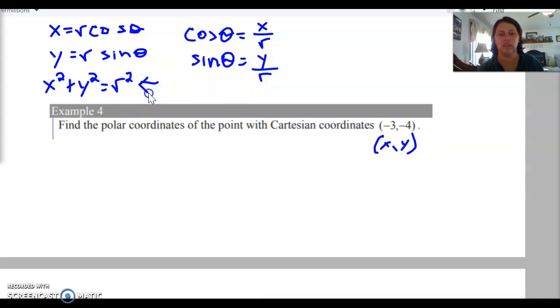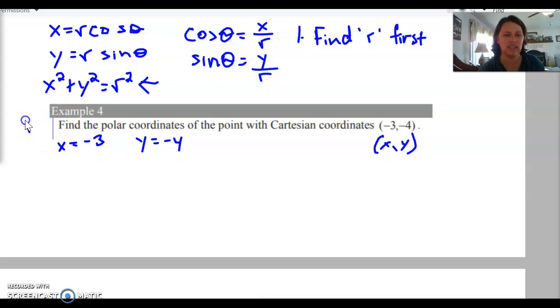We're also going to need this equation right here. And the very first thing we want to do, always find r first, if you can. So find r first, which you'll see why. So we know from the information they gave us in this example, x equals -3, and we also know that y equals -4. So it's really easy to find r because we can just plug that into this equation.